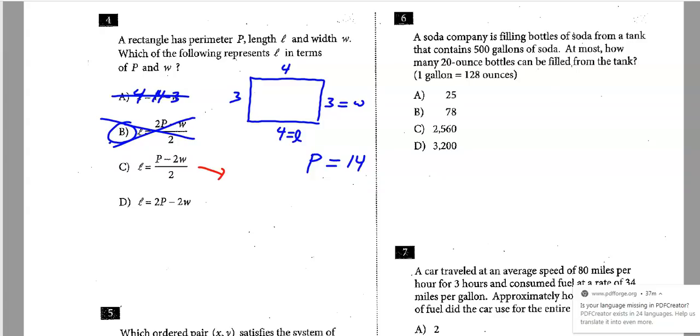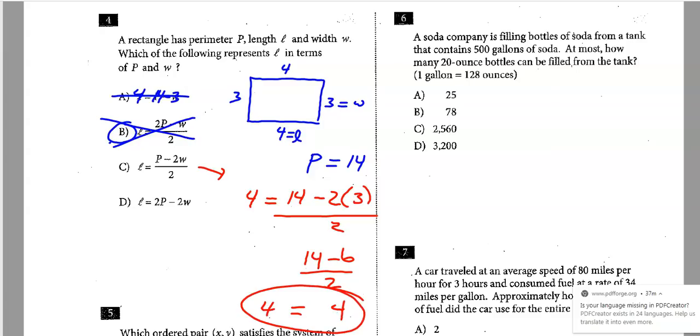Try this one right here. This would be L equals P minus 2 times W, all chopped in half. So that's 14 take away 6 chopped in half, which does come out to be 4, and 4 equals 4. So I would know that this is the right equation without doing any algebra. I basically just picked my own numbers.